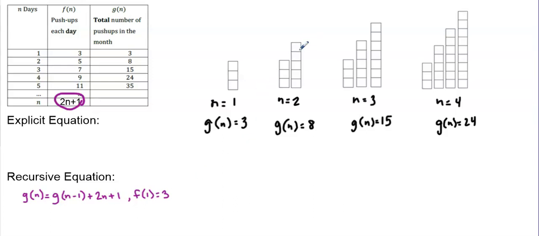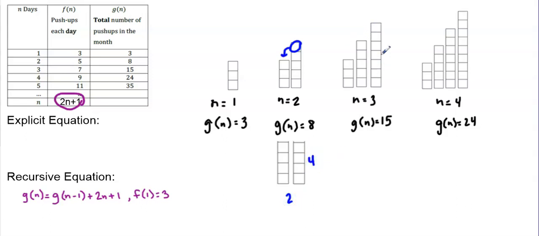So what I'm going to do is manipulate these blocks and see if I can make it into a rectangle. For example, if I take this block and move it right here, then I have a rectangle. The dimensions of this rectangle are 2 by 4.